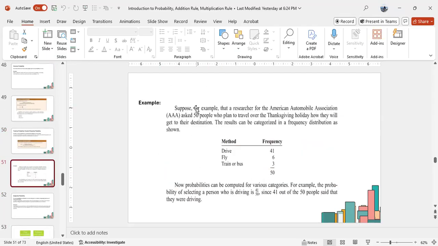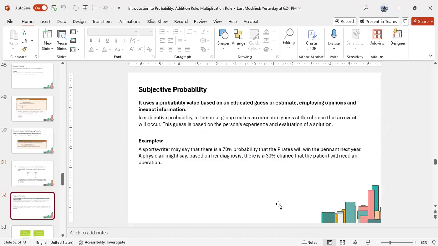Consider this example. Suppose, for example, that a researcher for the American Automobile Association asked 50 people who plan to travel over the Thanksgiving holidays how they will get to their destination. The results can be categorized in a frequency distribution as follows. 41 individuals said that they would be driving, 6 said that they would fly, and 3 said that they would travel by train or bus. Now, probabilities can be computed for various categories. For example, the probability of selecting a person who is driving is 41 by 50, since 41 out of 50 people said that they were driving.